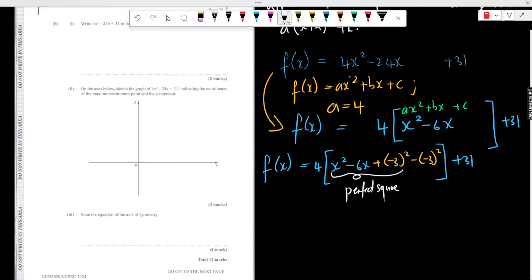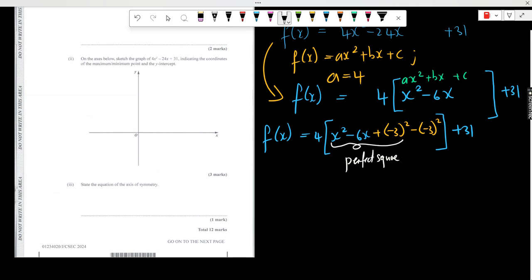Right? So these first three terms will form a perfect square. So watch me now. We have f of x is equal to 4, and I'm going to keep my square bracket for a while. Inside here now, this becomes x minus 3 squared. So those first three terms work out to give minus 3 squared.